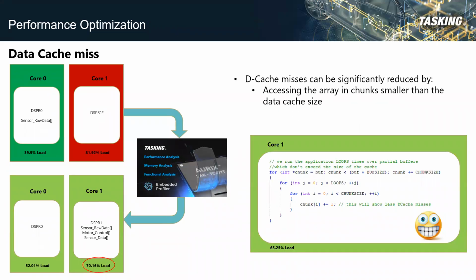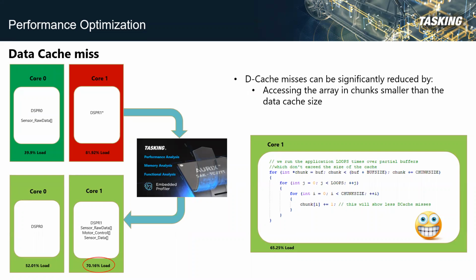You just need to divide this array into multiple chunks. I'm dividing this array into multiple chunks and updating the innermost part of the loop, which will be 1/4 of the data cache size. So in this way, you can completely avoid the data cache misses.